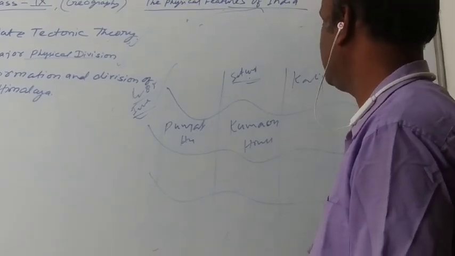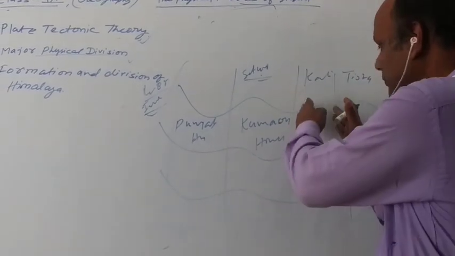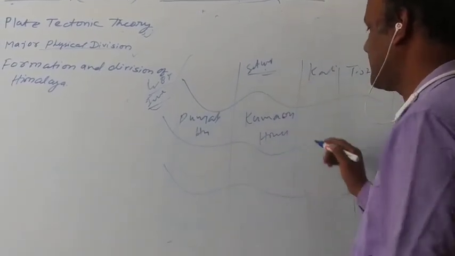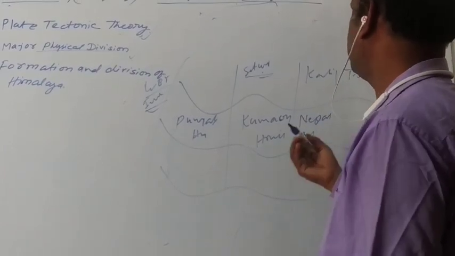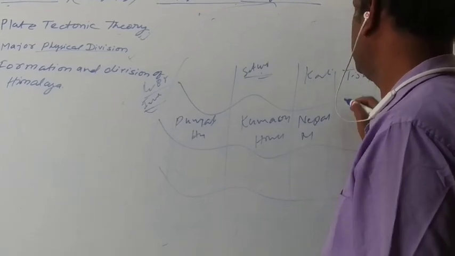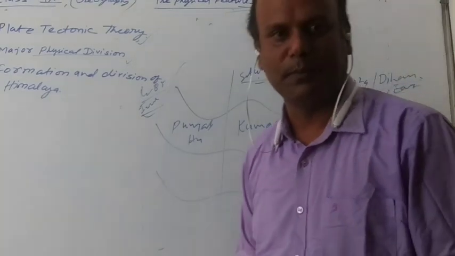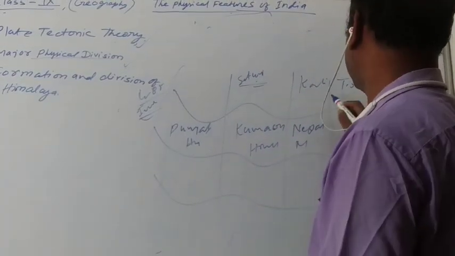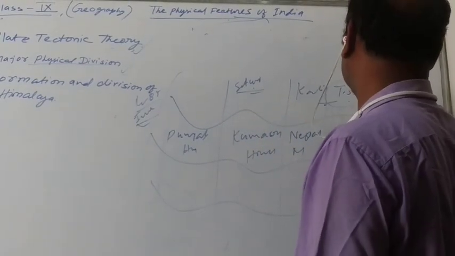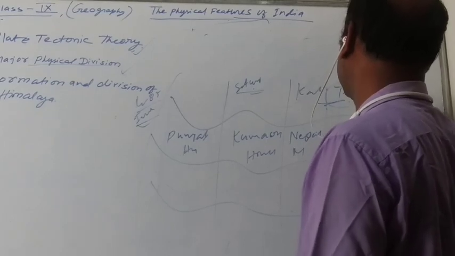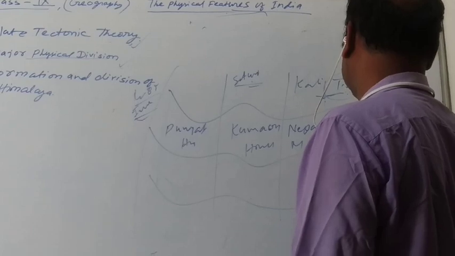And the third one, Kali to Tista. The part of the Himalaya situated between Kali and Tista is called the Nepal Himalaya. And the remaining one is Tista to Dihang. The Dihang is a tributary of the Brahmaputra River in Assam. The mountains between the Tista and Dihang rivers are called the Assam Himalaya.